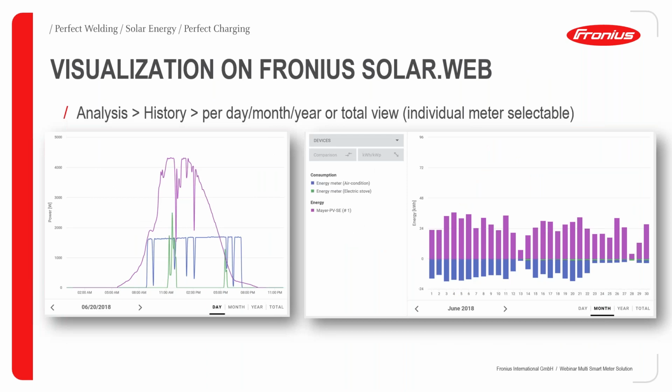But like we can see here in this next slide, there is the possibility to go on SOLAR.WEB under the setting analysis, history, and then we can select per day, month, year, or in the total view, all the individual meters, and then they are pictured individually. So here, for example, we have a system with 3 or 2 different energy meters, one for air conditioning and one for electric stove, just to measure independently, and they can be pictured here independently then. So this would be 2 different ways then to show or visualize the secondary smart meter as well.